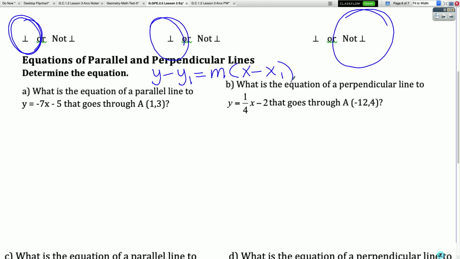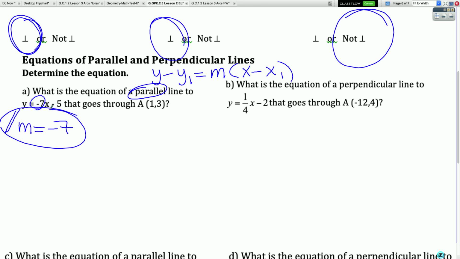Okay, so let's go ahead and read the first one. What is the equation of a parallel line? Do we think that word parallel is important here? Yes. Let's circle that. What do I know about parallel slopes? They're the same, right? So if this is my original line, what is the slope here? -7. So my new parallel line, parallel slope, would also be -7.